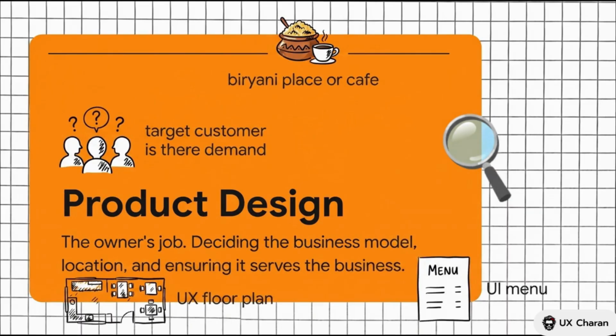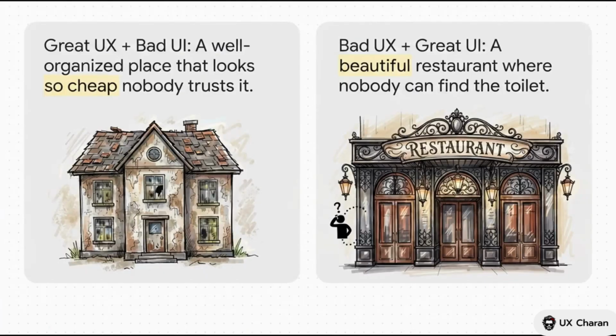And then we have product design. Think of this as the restaurant owner's job. The product designer asks the really critical, foundational questions. Should this be a biryani place or a cafe? Who is the target customer? Is there even demand for another restaurant on this street? The owner oversees the UX floor plan and the UI menu design because ultimately, all of those elements have to serve the underlying business. This perfectly highlights why you need all these elements working together.